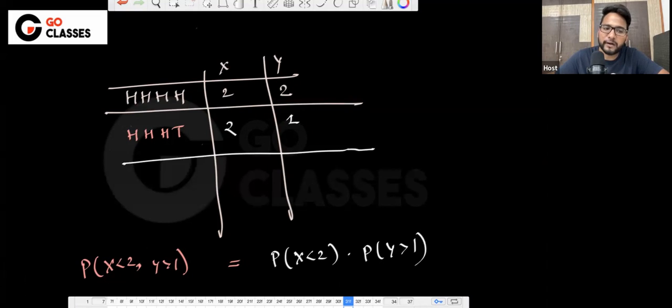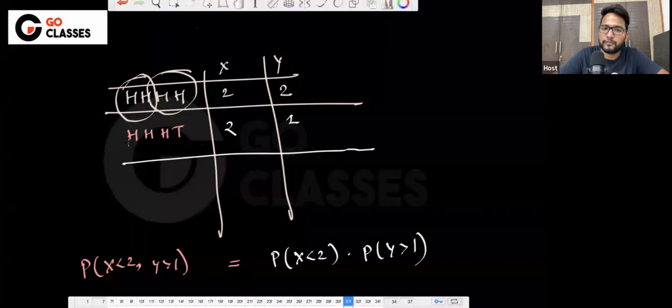Are these independent random variables? Does what has happened in these two tosses affect what will happen in the next two tosses? No, right? These are independent tosses, obviously. So that's why it will not matter, and that's why you can factor it out.